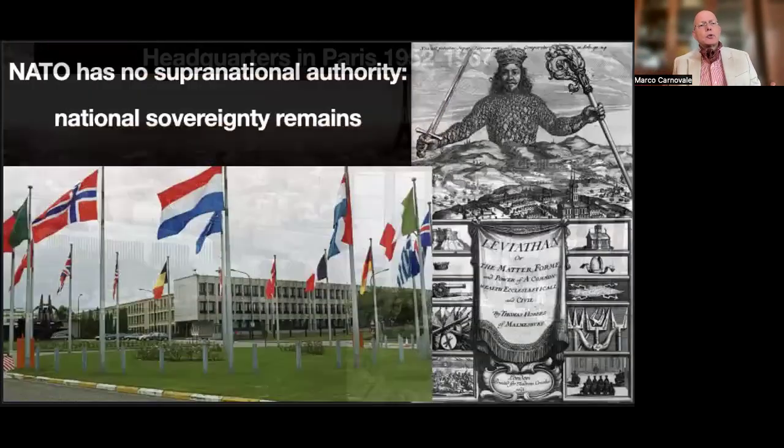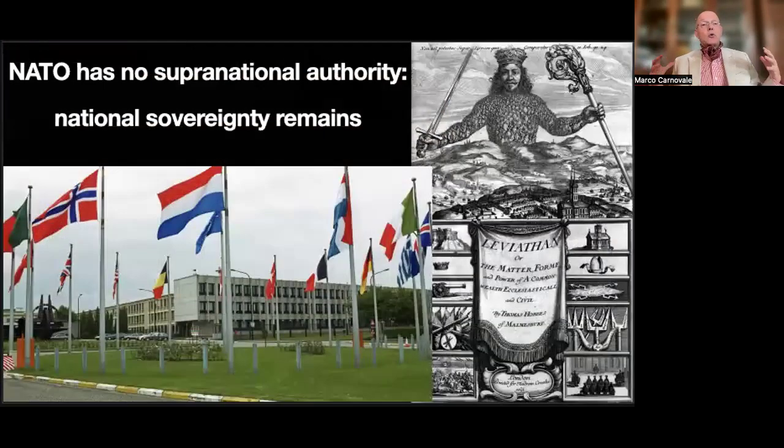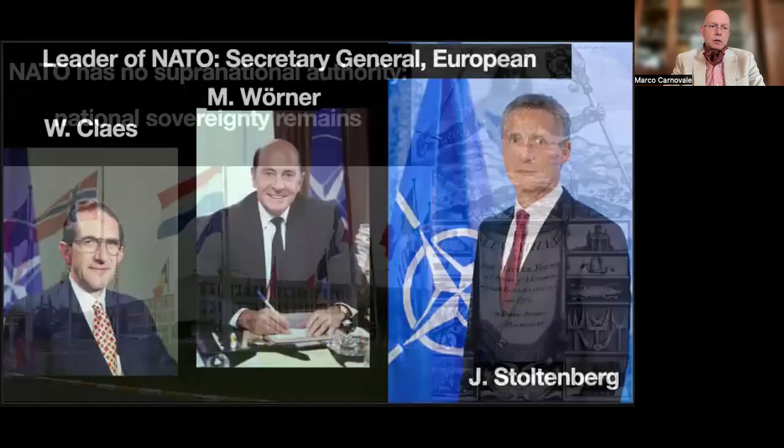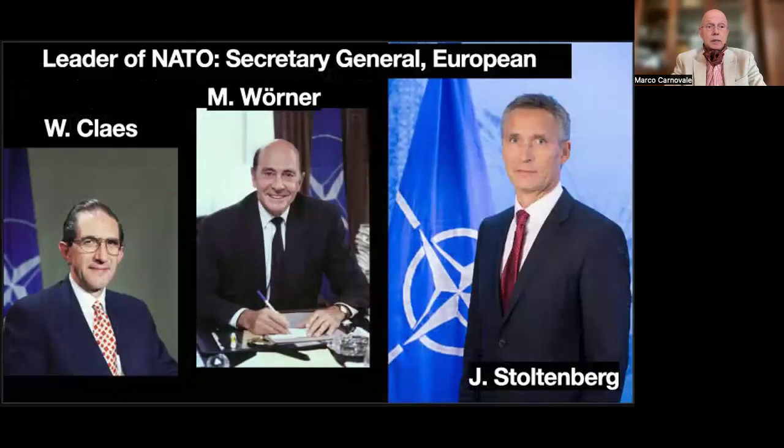It is an organization of sovereign countries. NATO doesn't have any independent power to act the way, for example, the European Union does. It is only a collection of sovereign states. The Leviathan sovereign of Hobbes here is a symbol of that. And that's why the organization is headed by a Secretary General and not by a president, for example.